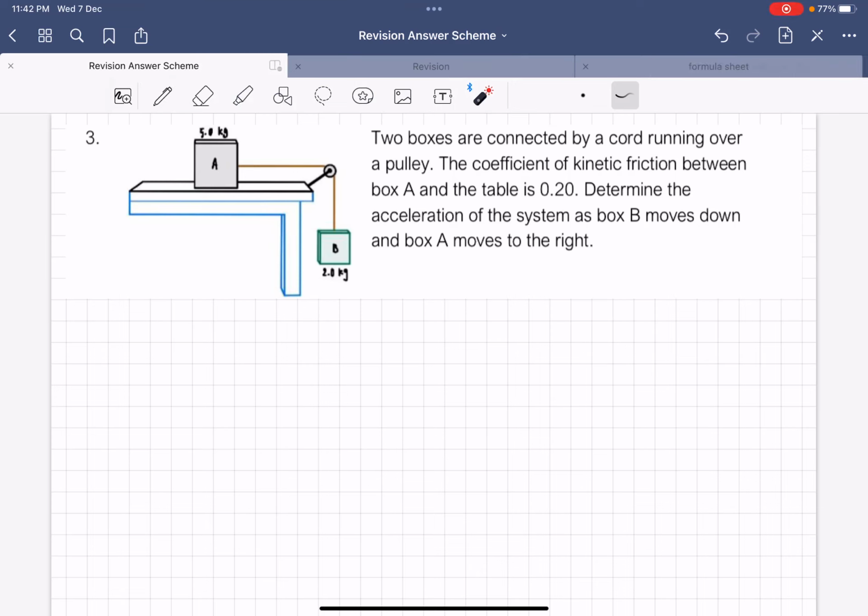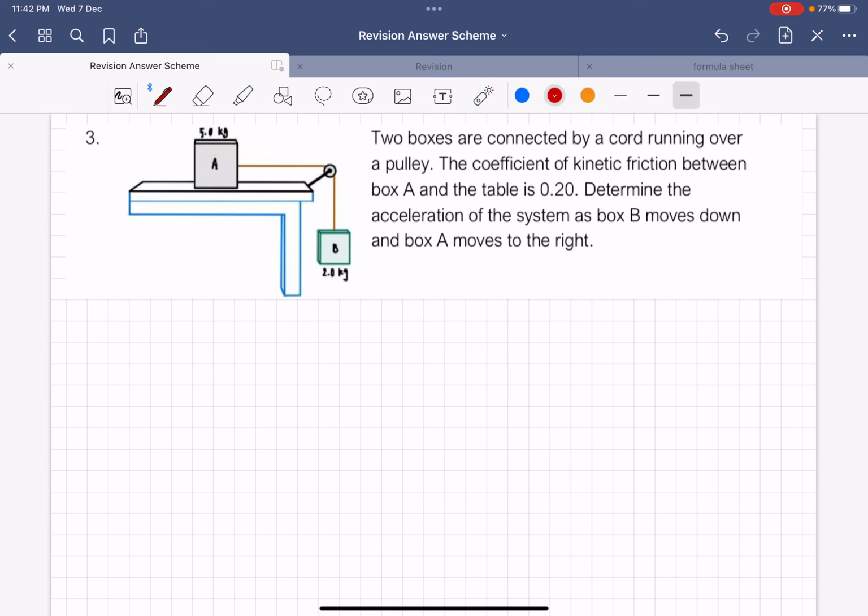Question number three. We have two boxes connected by a cord running over a pulley. The coefficient of kinetic friction between box A and the table is 0.2, so we have to determine the acceleration of the system as box B moves down and box A moves to the right.